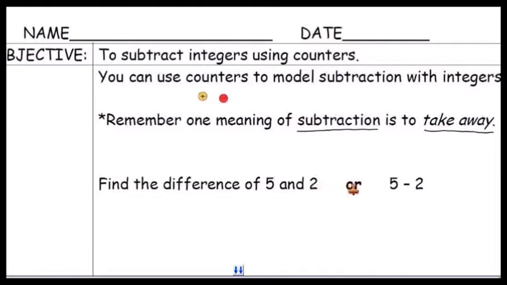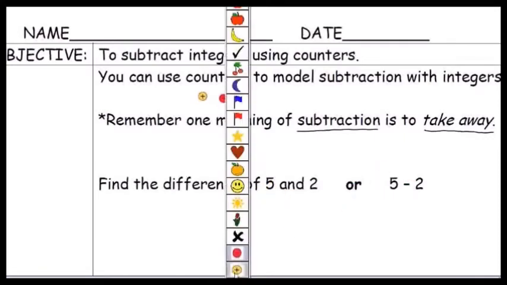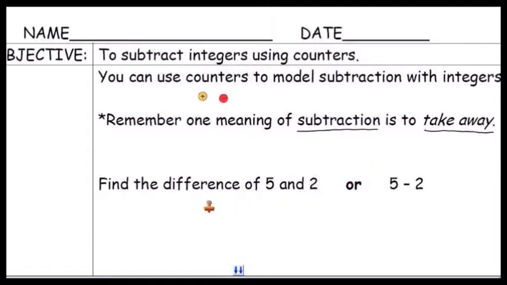So the first problem to model says find the difference of 5 and 2, or in other words, 5 minus 2. Remember that the word difference means subtraction. So this is a positive 5. I'm going to put 5 positive counters, 1, 2, 3, 4, 5. Then it says minus, or in other words, take away 2. If I do this in different steps, this would be step 1, just model my first integer.